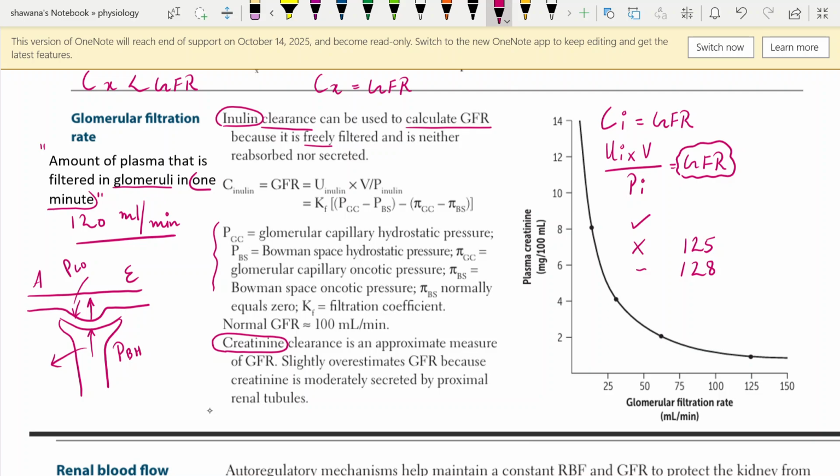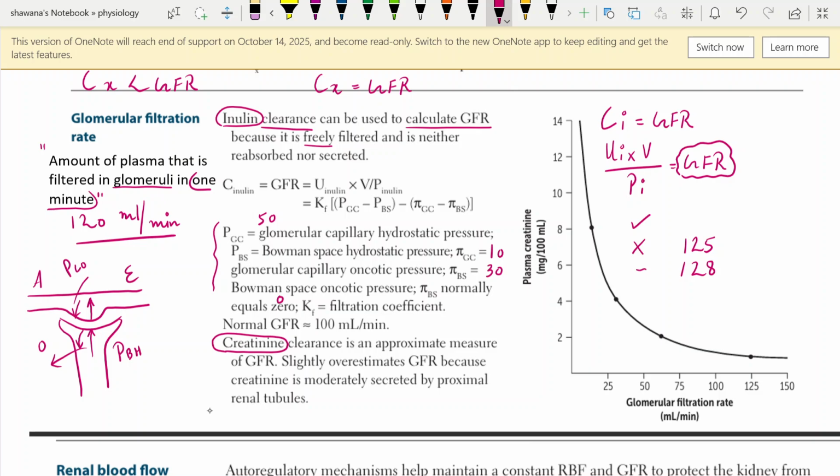And what about the Bowman's oncotic pressure? Bowman's oncotic pressure pulls the water or fluid inward. But for practical purposes, the Bowman's oncotic pressure is zero because there are no proteins present in the Bowman space. So capillary hydrostatic pressure has a value of 50. Bowman space hydrostatic pressure has a value of 10. Capillary oncotic pressure has a value of 30, and the Bowman's oncotic pressure is equal to 0.